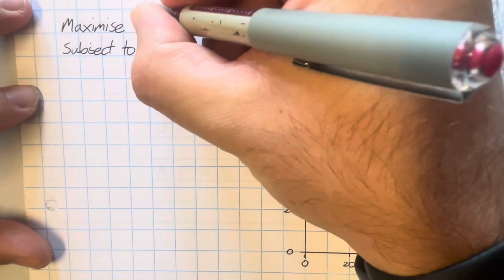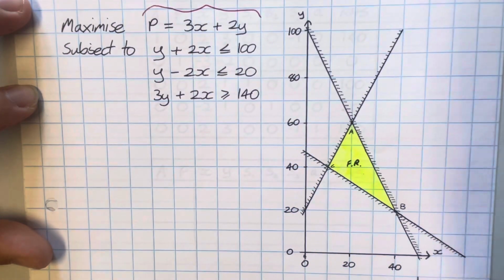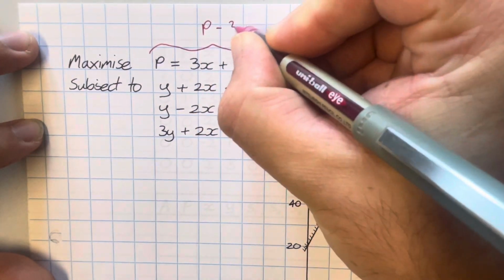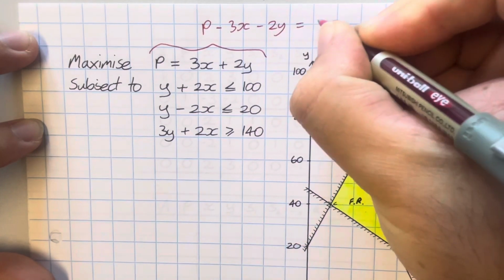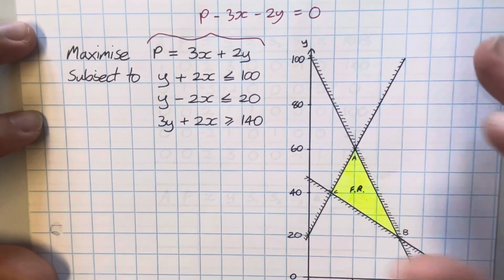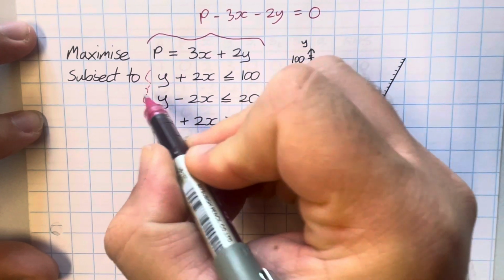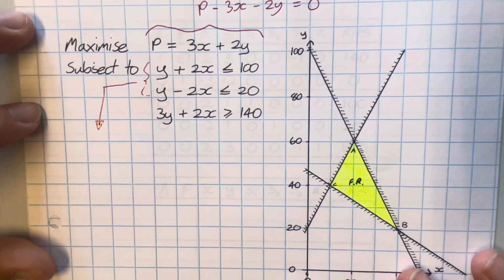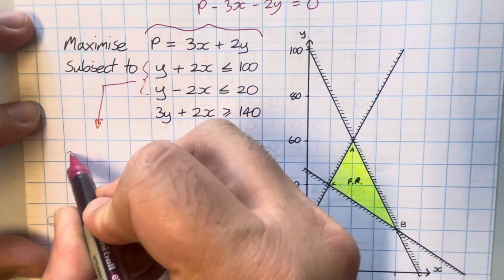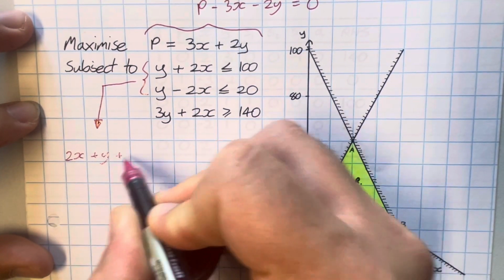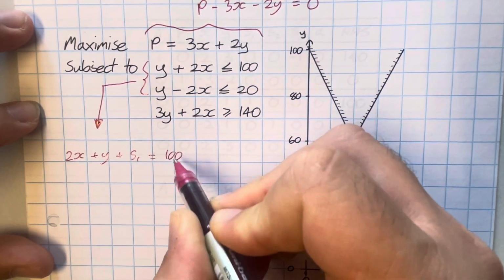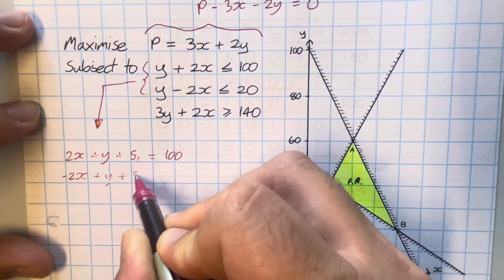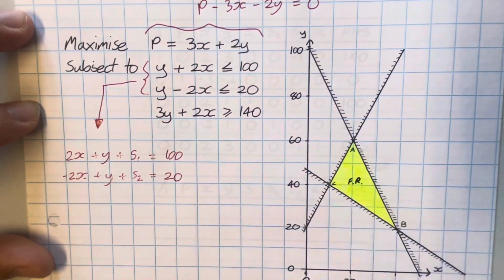So just as before, we're going to take our objective function and put all our variables on the left-hand side. So the objective row will become p minus 3x minus 2y equals 0, just as it was with normal simplex. Furthermore, these two, again, because the origin satisfies those, there's nothing different we need to do with these two constraints. So we're going to end up with 2x plus y plus a slack variable equals 100. And then we also have minus 2x plus y plus a different slack variable, and that's going to equal 20. So there's no problems there.